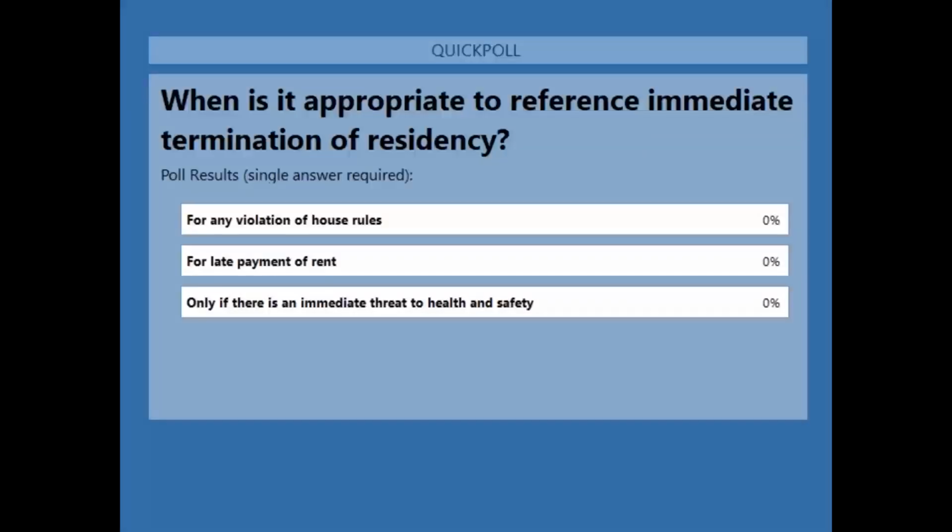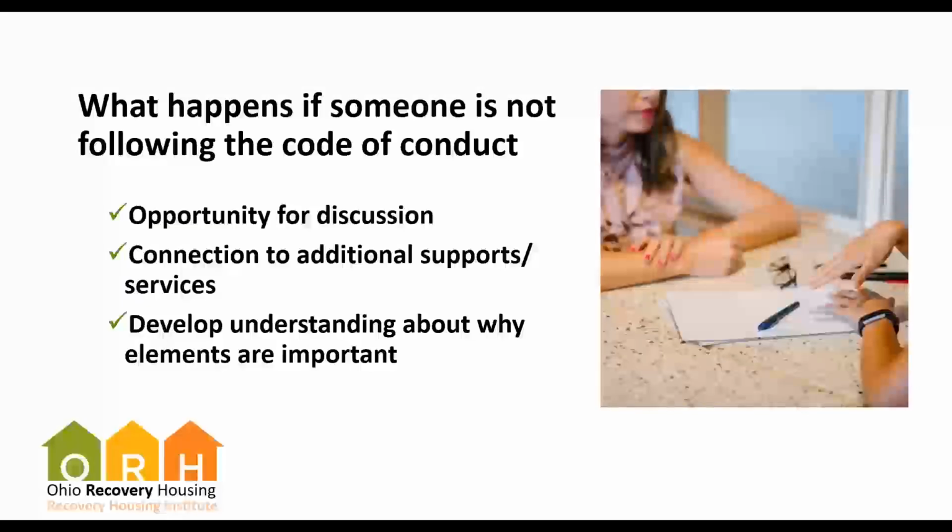But the poll question was, when is it appropriate to reference immediate termination of residency? And I hope many of you know this answer, and I apologize for clicking the button too fast on the poll. But the answer is only in instances where there's an immediate threat to health and safety. Of course, we want there to be discussions. We want there to be people to uphold the code of conduct. But immediate termination from recovery residences really should only be happening if there's an immediate threat to health or safety.